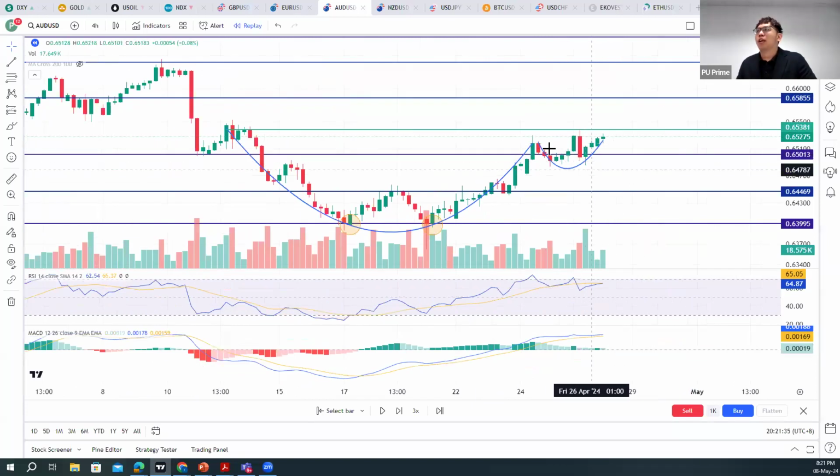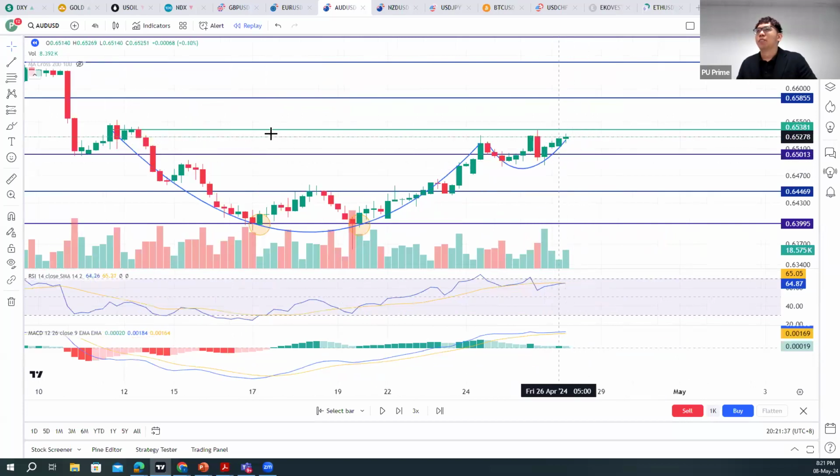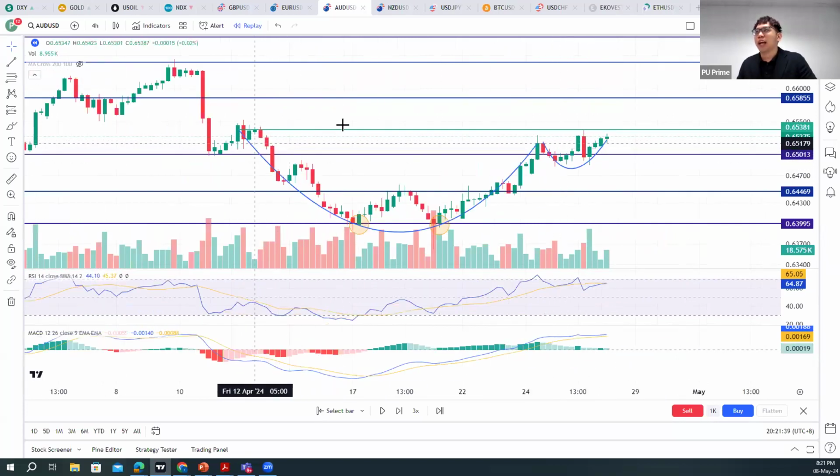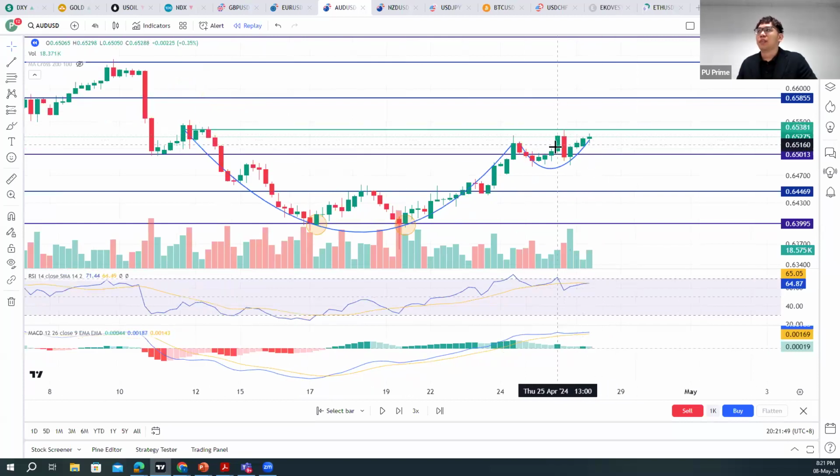So where should you enter? Usually you will get the resistance level over here, I mean the previous high level, the previous resistance level, as a reference. Then you can enter here. And where is your stop loss? Your stop loss should be at the lowest level of the handle, the cup handle. Okay, you always have the stop loss level, right?